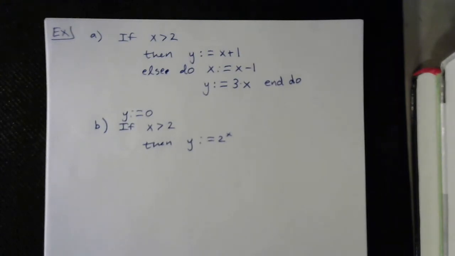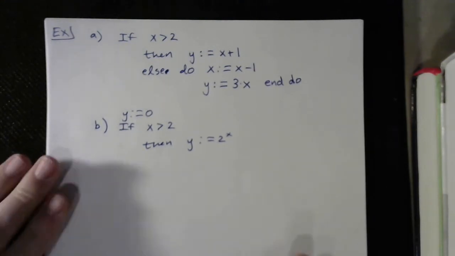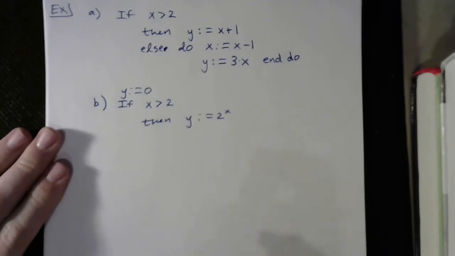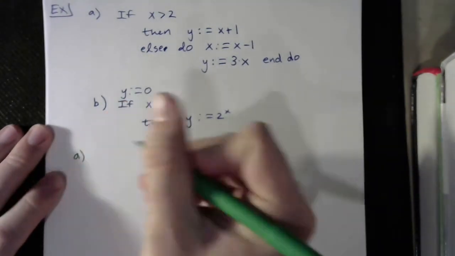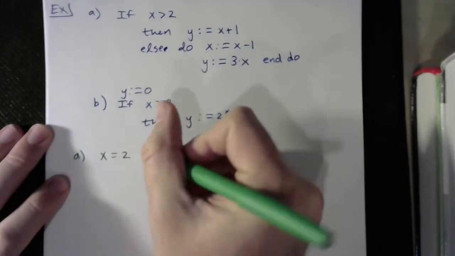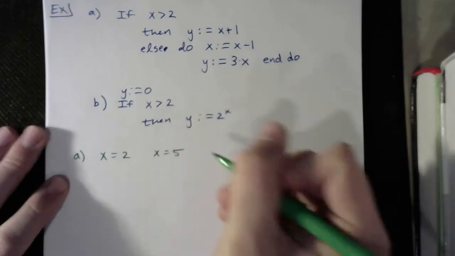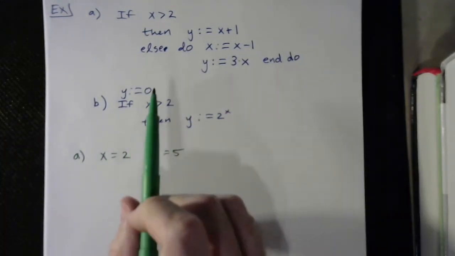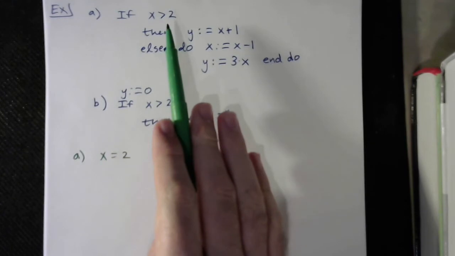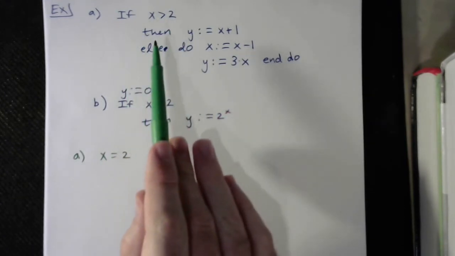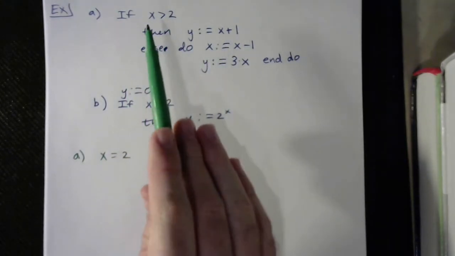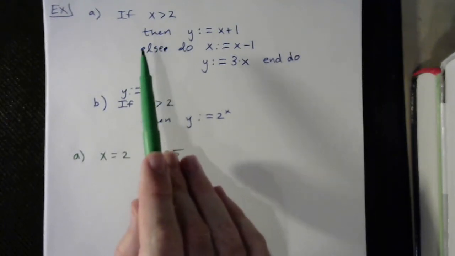We're just going to track a couple things and see the difference between these two. So let's say in part A, we're going to check the same numbers. For A, we're going to look at x equals 2, and we're going to look at x equals 5 and see what happens. So x equals 2, is x greater than 2? No. So then we are not in the then statement, we're in the else.